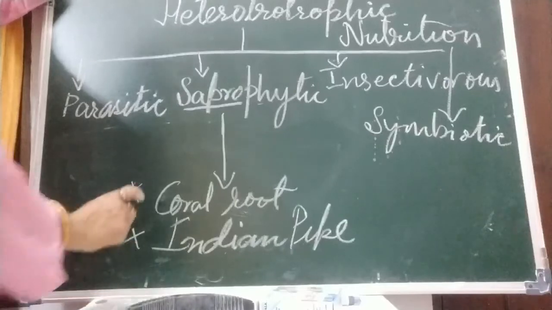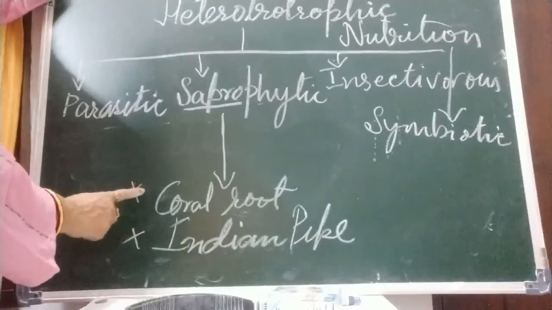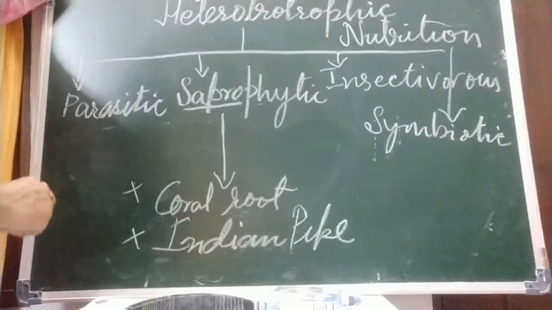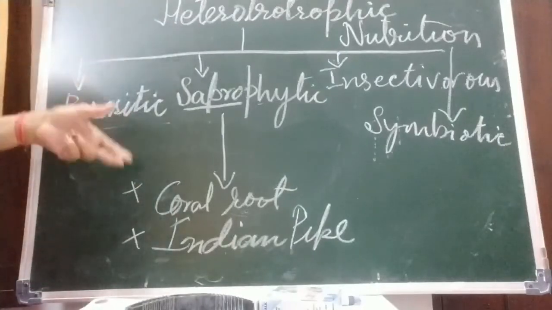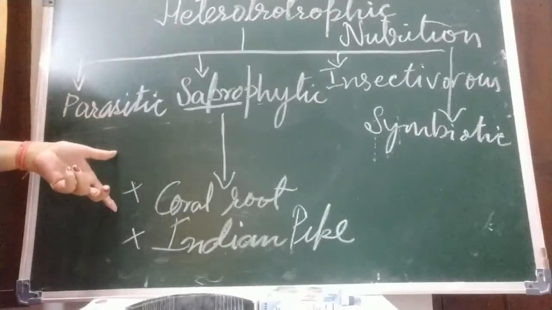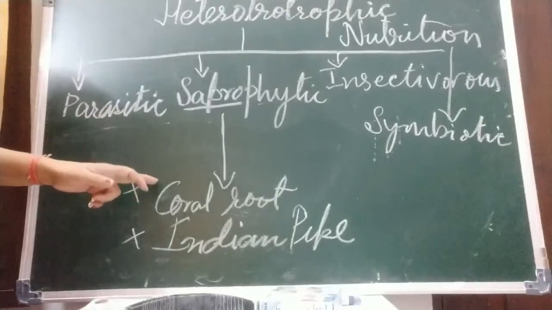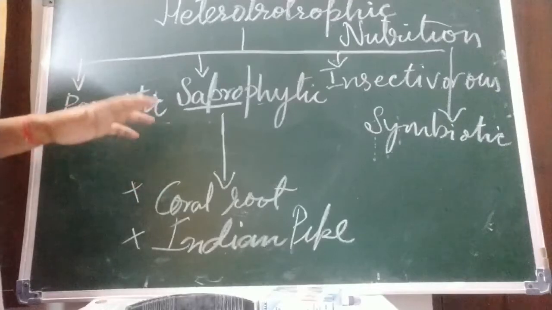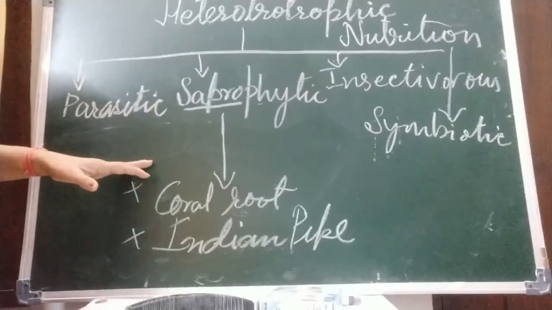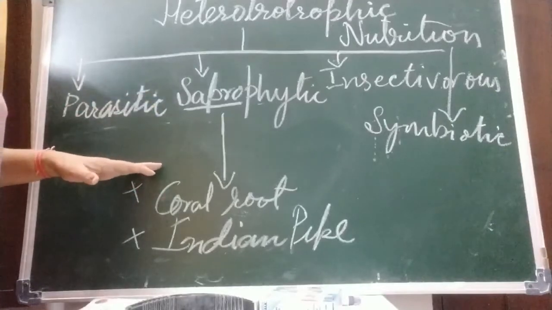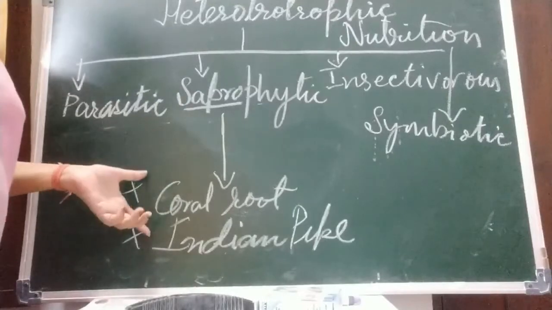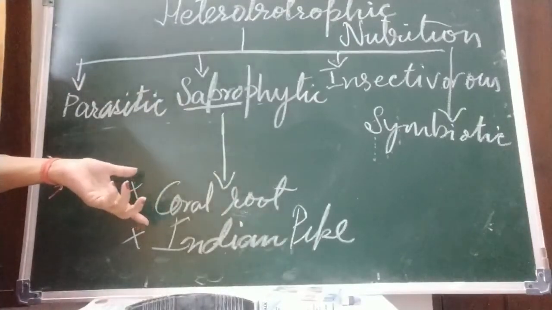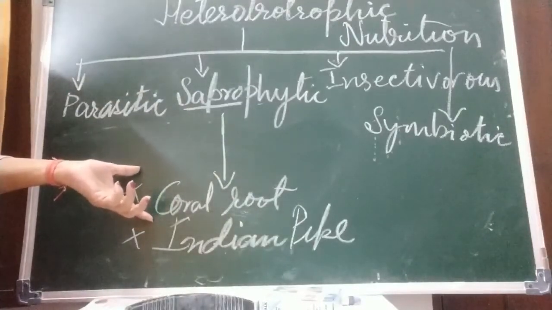Examples are Indian pipes and coral roots. The roots of this saprophytic plant contain an organism called fungi. What do they have in their roots? Fungi. The fungi convert dead and decaying matter into nutrients. So what do they have in their roots? They have fungi in their roots.